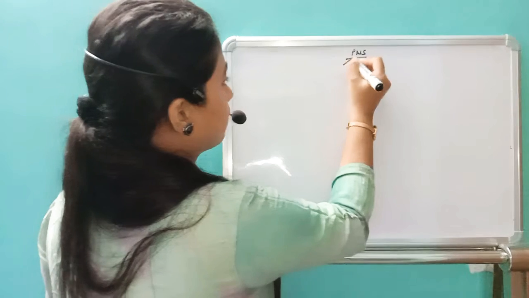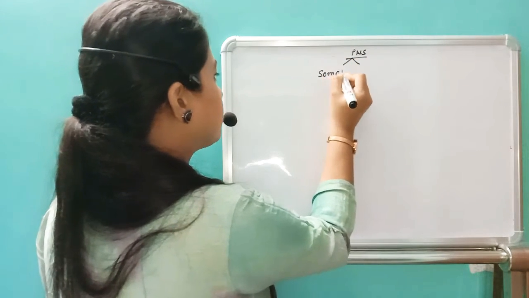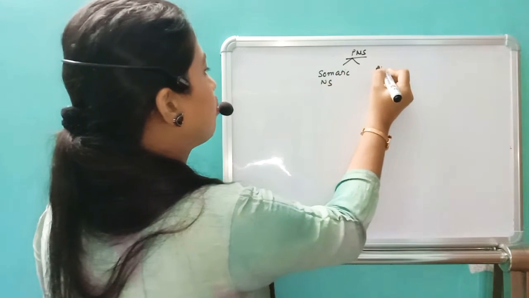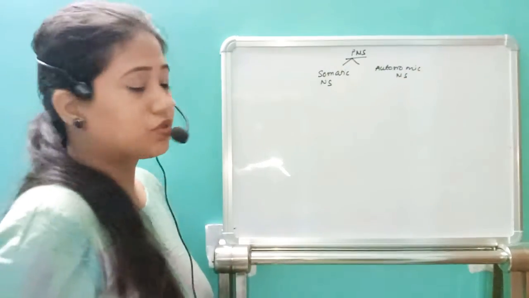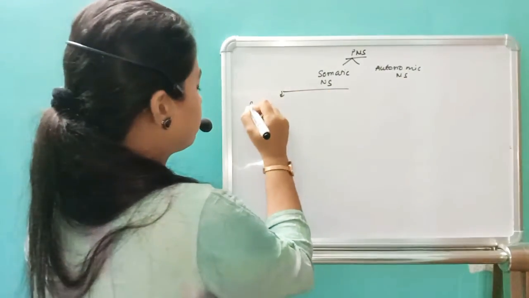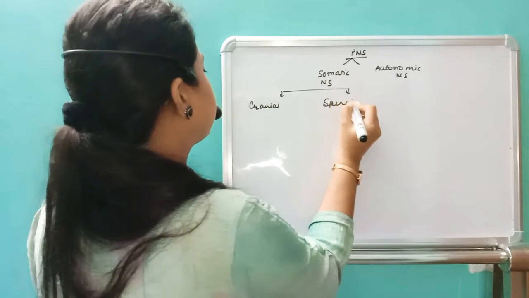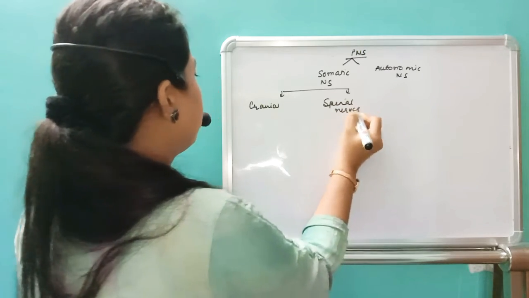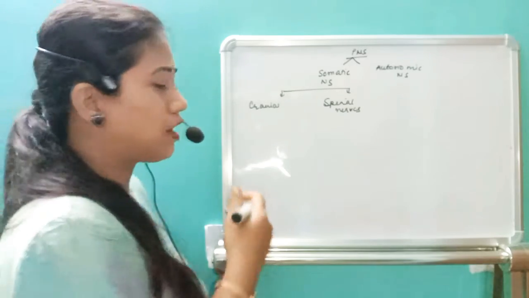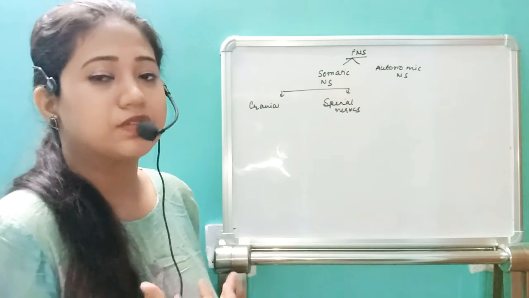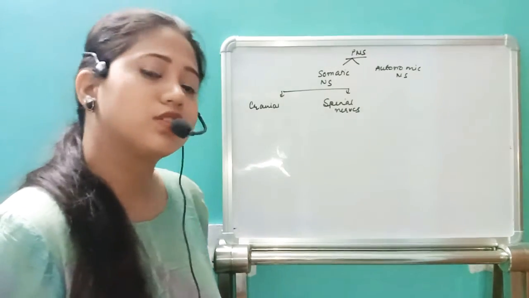So this PNS is divided into two parts. One is the somatic neural system, and another is the autonomic neural system. So what is the somatic neural system? Under the somatic neural system, we have two types of nerves. They are called the cranial nerves and the spinal nerves. Now what are the cranial nerves and what are the spinal nerves? The nerves that arise from the cranium, that means from the brain, are called the cranial nerves, and the nerves that arise from the spinal cord are called the spinal nerves.